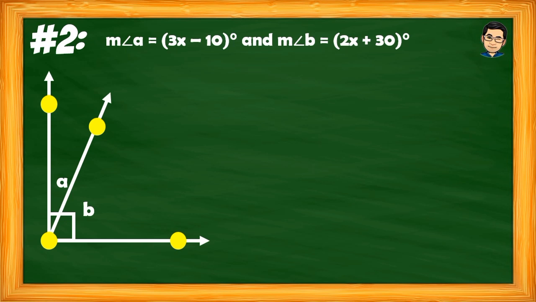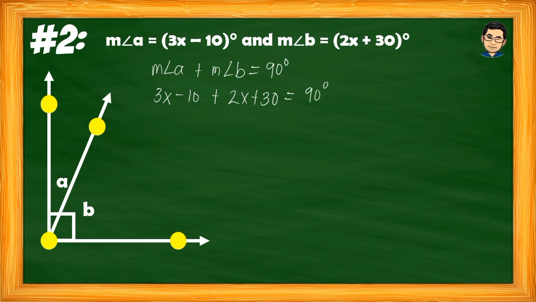So, sulat natin as measure of angle A plus the measure of angle B is equal to 90 degrees. It's because angle A and angle B are complementary angles. And then, isubstitute natin yung mga given as 3x minus 10 for measure of angle A. And then, for B naman, 2x plus 30 equals 90 degrees.